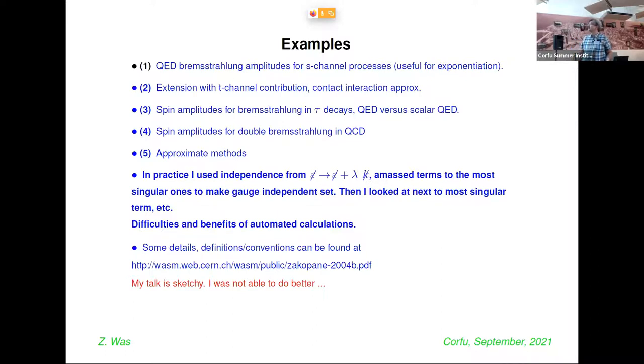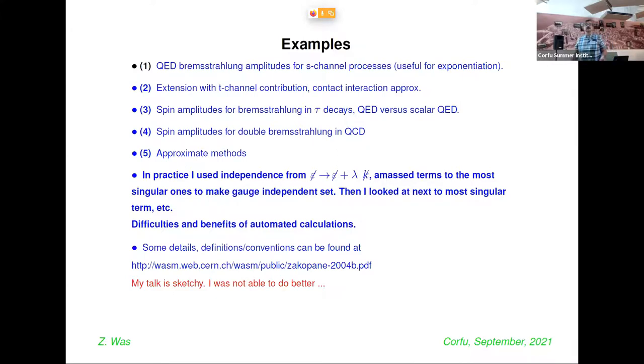I will say a few words about spin amplitudes for Bremsstrahlung in tau decays, because then there is a comparison of results from QED and scalar QED. For continuation, I will jump to some byproduct of calculations, which is spin amplitudes for double Bremsstrahlung in QCD, and then a few words about approximation.